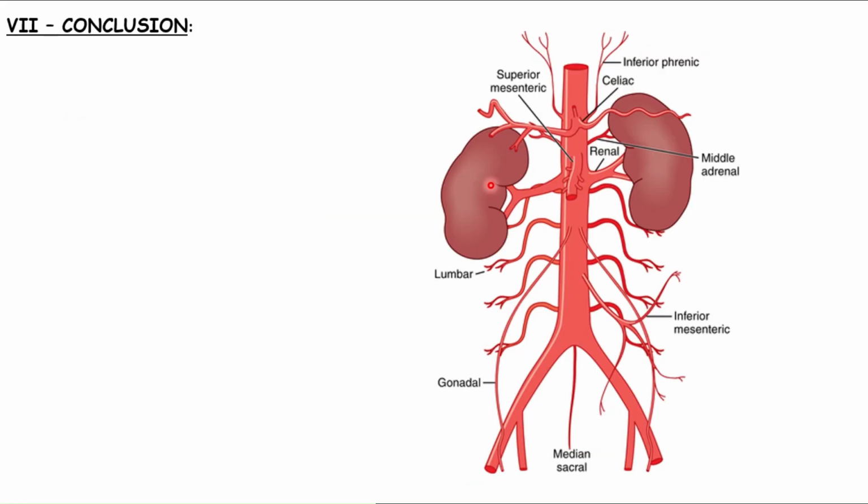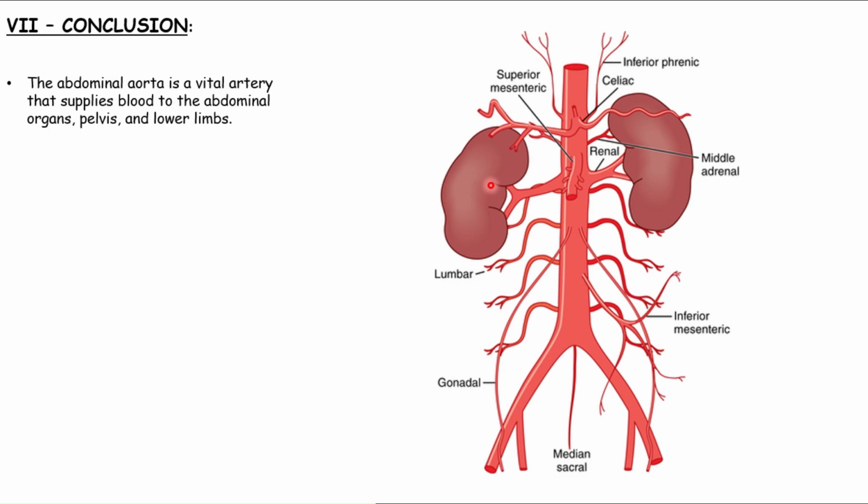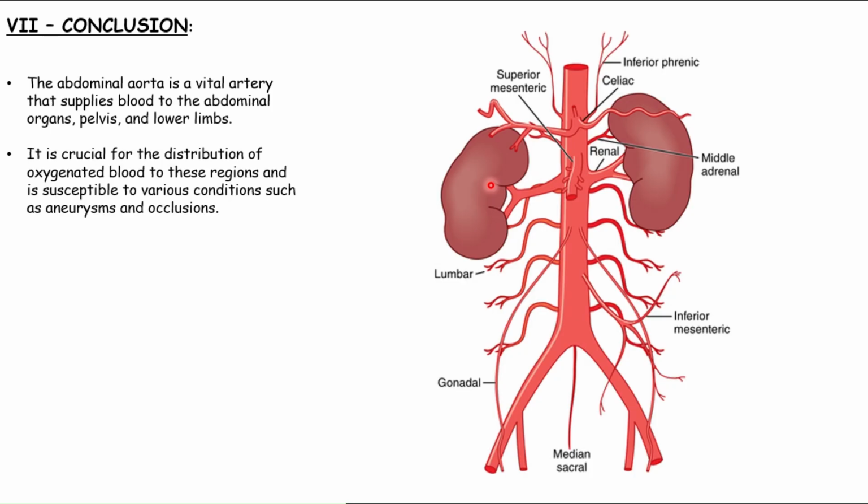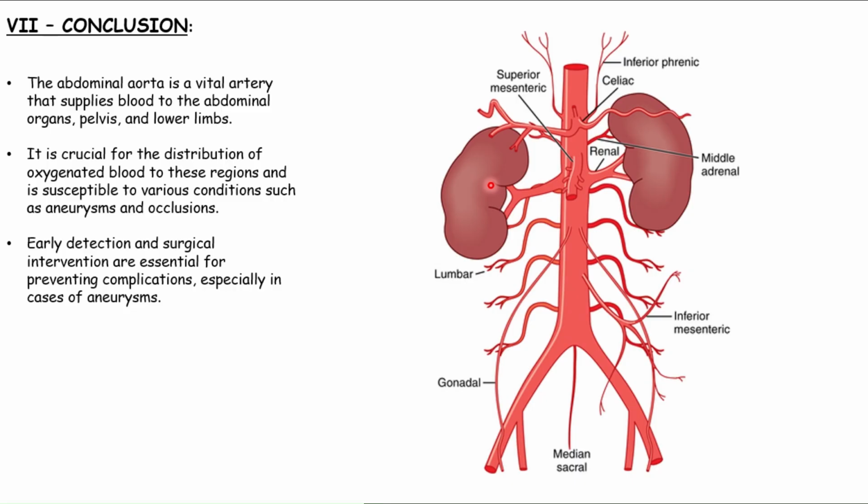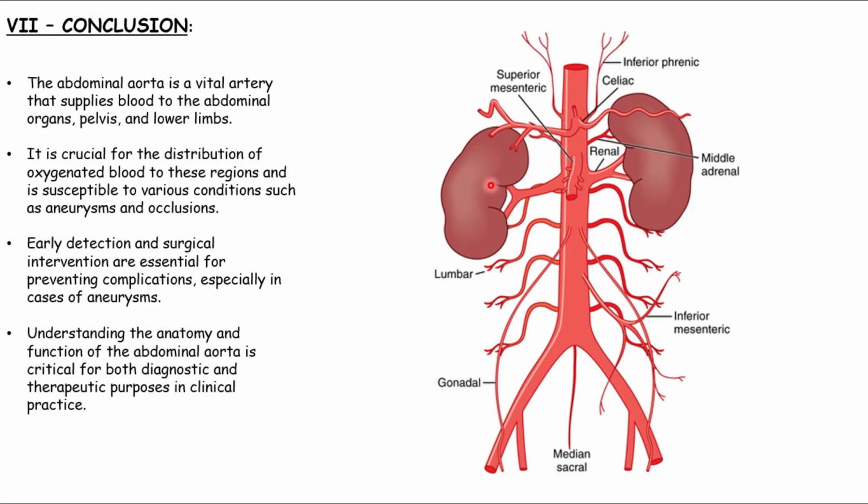To conclude, the abdominal aorta is a vital artery that supplies blood to the abdominal organs, pelvis, and lower limbs. It is crucial for the distribution of oxygenated blood to these regions and is susceptible to various conditions such as aneurysms and occlusions. Early detection and surgical intervention are essential for preventing complications, especially in cases of aneurysms. Understanding the anatomy and function of the abdominal aorta is critical for both diagnostic and therapeutic purposes in clinical practice.